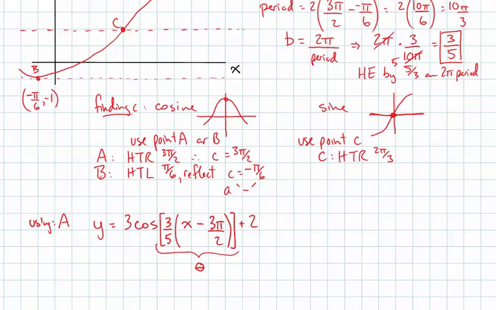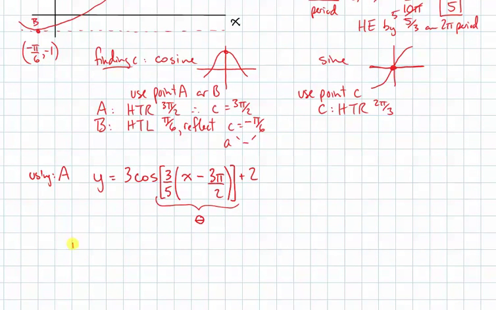So while I'm on this, let's just talk about the range of this function. The range of this function goes from plus 3 when cosine is 1 to minus 3 when cosine is minus 1, and I always add 2. So I can say the y value is 2 minus 3 all the way up to 2 plus 3, or it goes from negative 1 to 5.